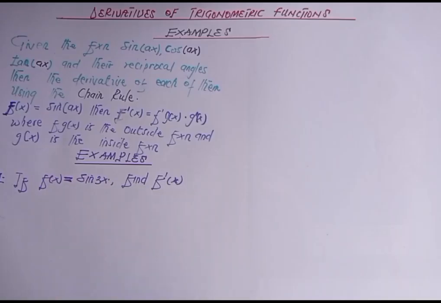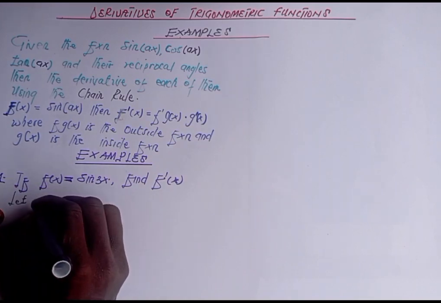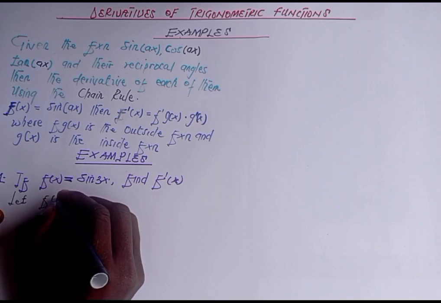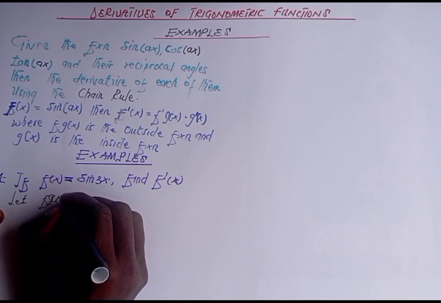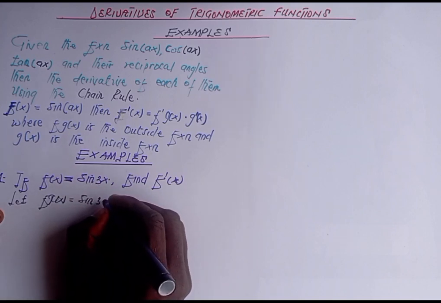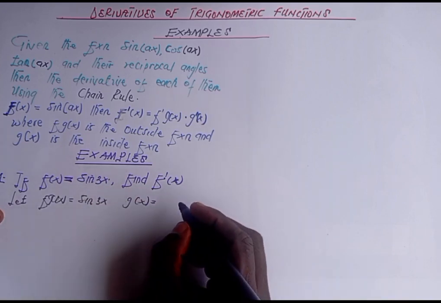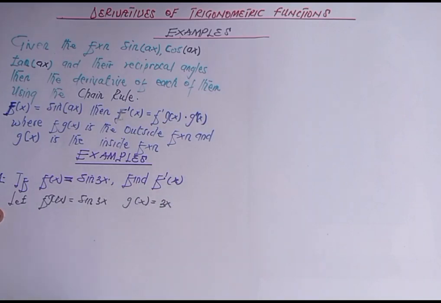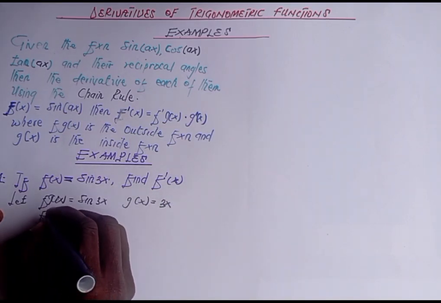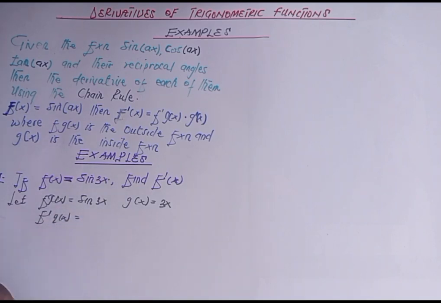To find the derivative of this function, we can apply the chain rule. We first have to identify our outside function and then our inside function. So we let f at g at x be equal to the outside function, and that is sine. So we have sine 3x, and then we let g represent the inside function, which is 3x. Then we find the derivative of f at g at x.